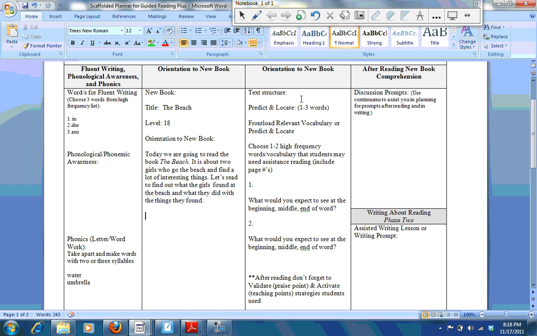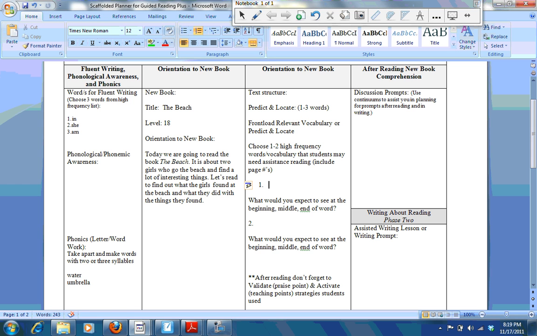As far as the predict and locate, if there's some unfamiliar text structure that you want to talk about, then that would be something you could do here. If it's something that's not how we would normally say it, then that might be something you'd want to talk to them about. The predict and locate is really your front loading of relevant vocabulary. And here you might want to choose one or two high frequency words or vocabulary words that students may need assistance reading. And I like to include the pages with that.